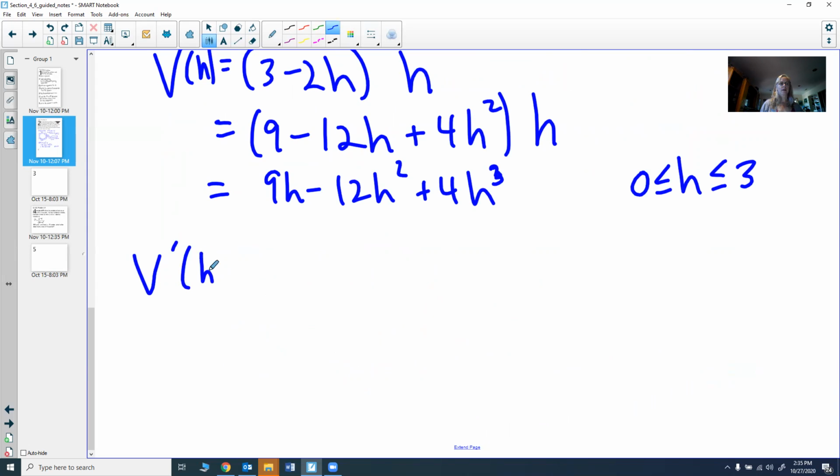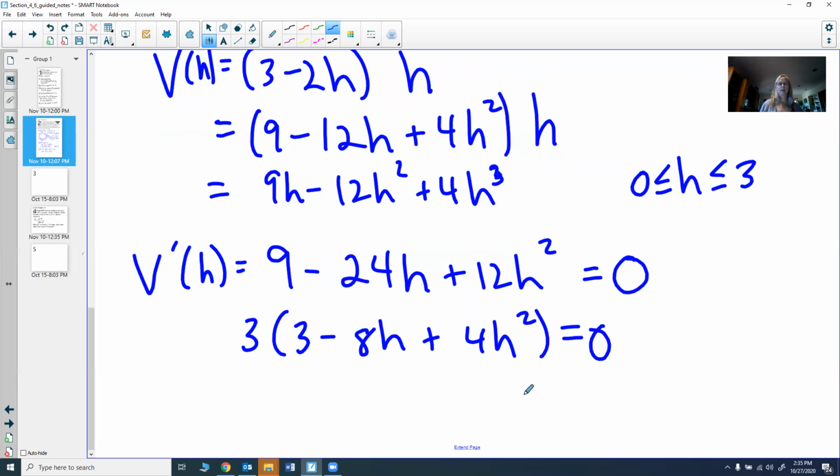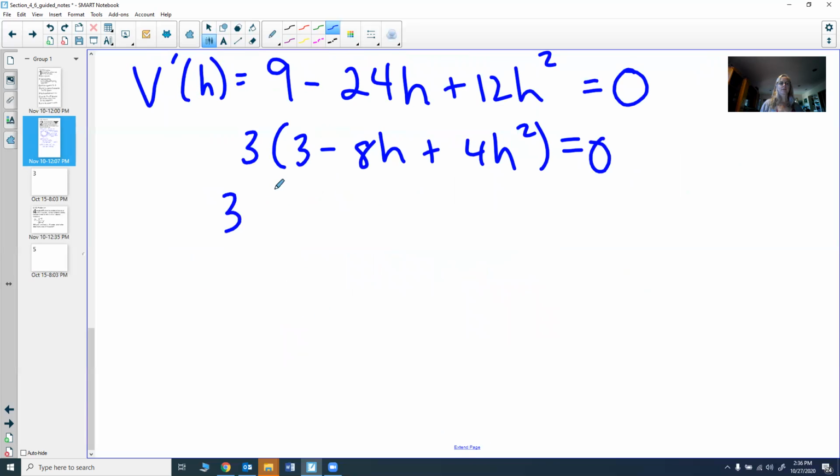So now let's find the derivative, because we now want to maximize it. So we'll find the derivative: 9 minus 24h plus 12h squared. Set that equal to 0. Let's see what we can factor. We can factor out a 3. That'll give me 3 times 3 minus 8h plus 4h squared equals 0. And let's keep factoring. I like to have my h squared term first, so let's rewrite this as 4h squared minus 8h plus 3 equals 0.